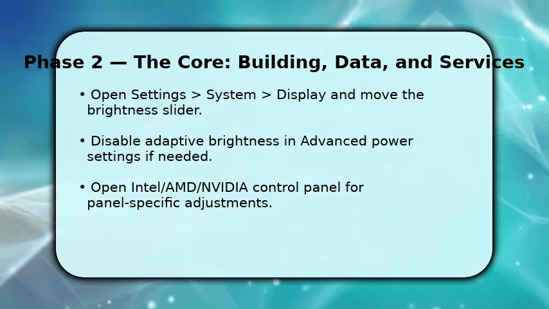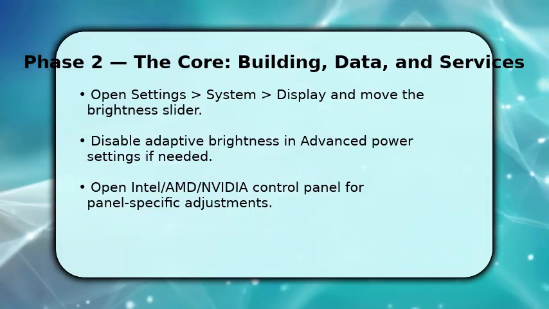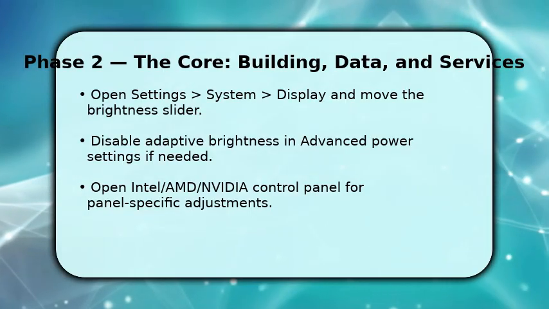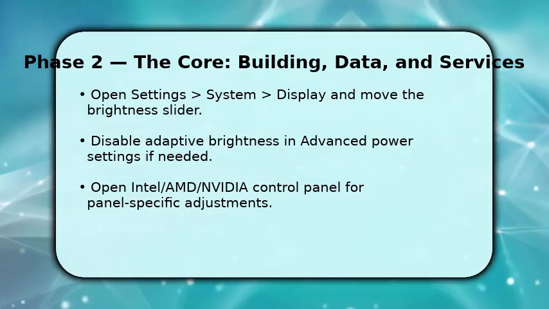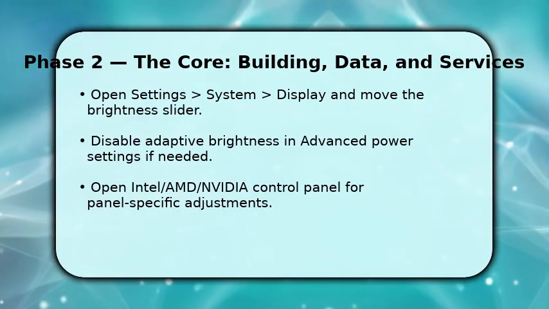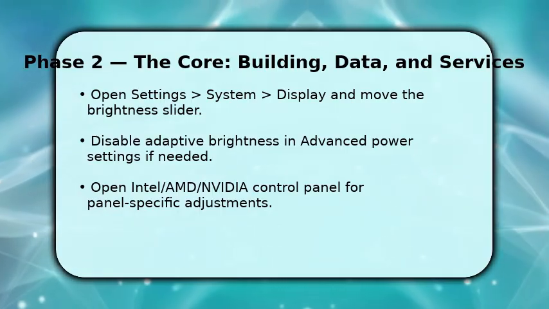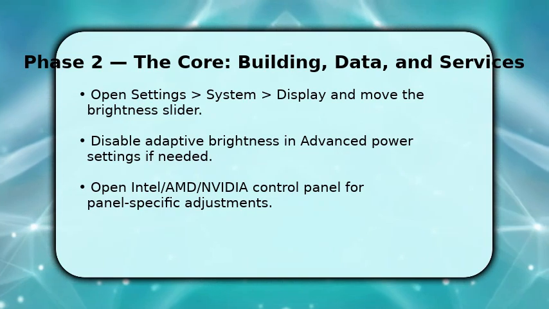For panel-specific color and brightness tuning, open your GPU control panel, Intel, AMD, or NVIDIA, and tweak display gamma or brightness there. These steps let you set both perceived brightness and underlying hardware scaling for consistent results.